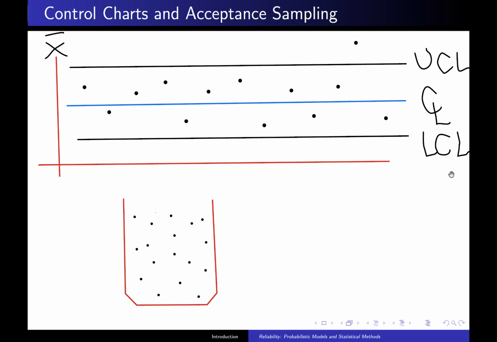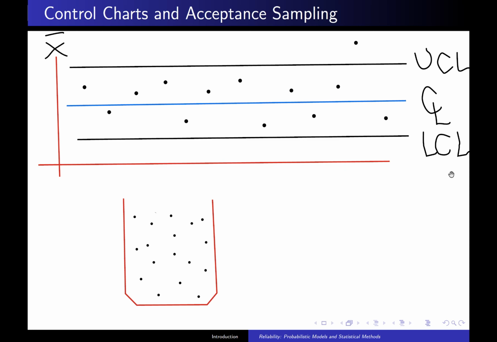In the top figure, you have a graph with X bar on the vertical axis, and time on the horizontal axis. At regular periods of time, you go in and calculate an X bar, and each of the dots that you see there is one of the X bar values. Over on the far right, you can see the blue line in the middle is labeled CL, and CL stands for center line, and that's your target.